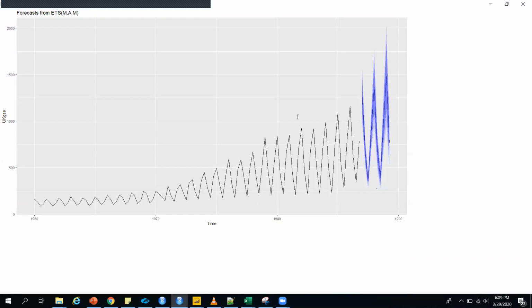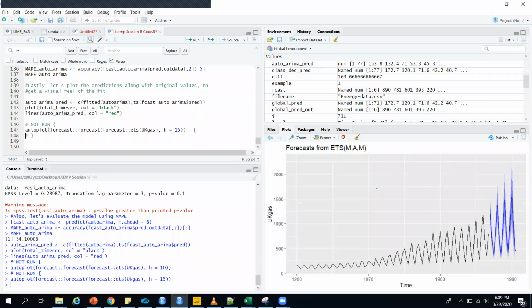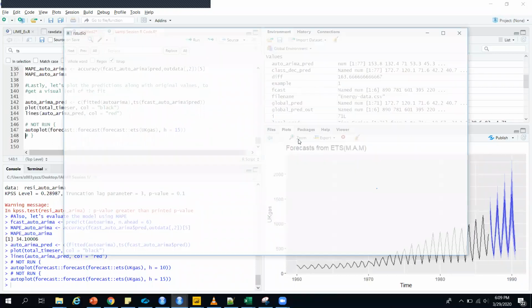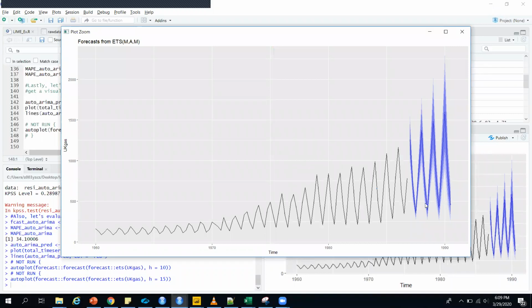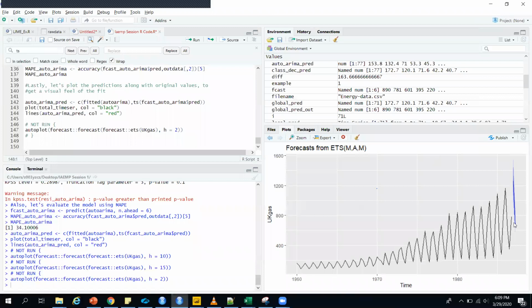If I want to say, hey boss, please do it for the next 15 months, I just have to change this particular h value here and ask the forecast model to do this, and I will get the next 15 months of data. The further out from the current point, the confidence interval will change. That means you will have a wider band. You can also forecast for the next 2 years, not a problem.